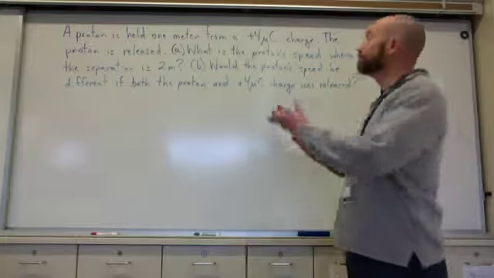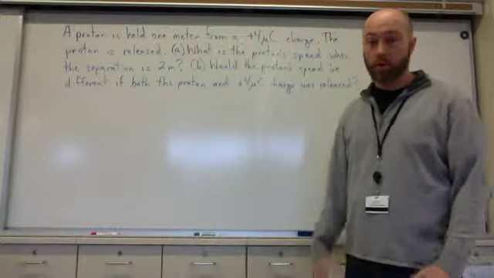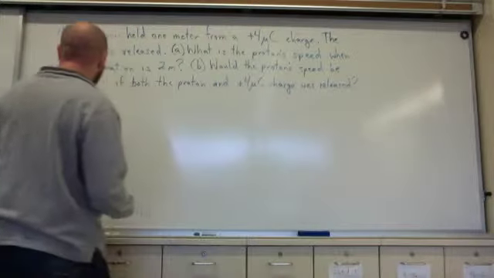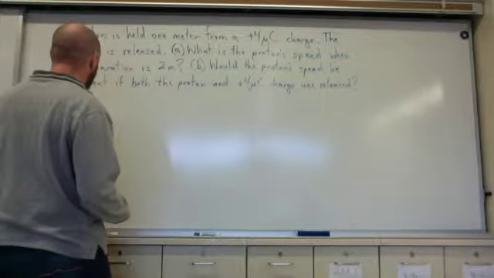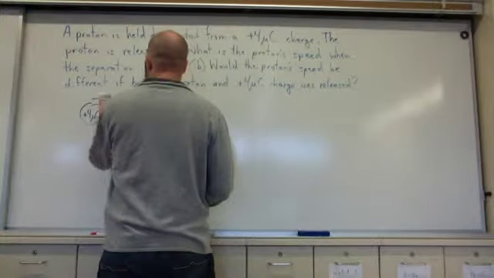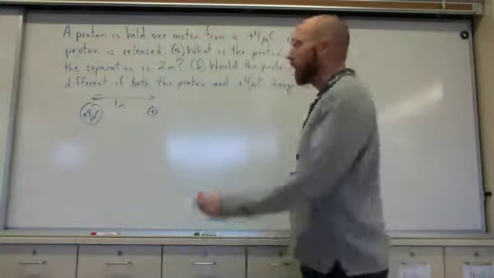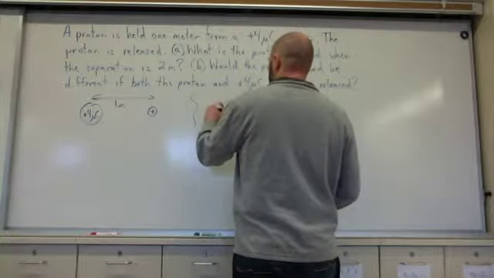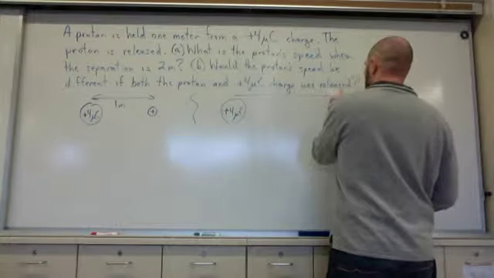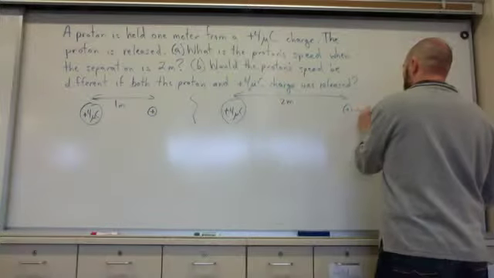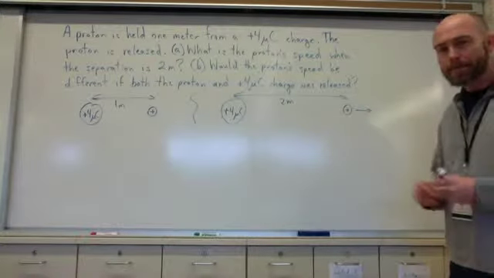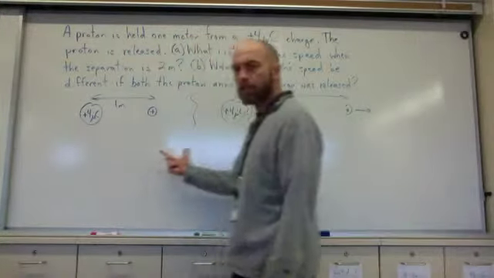So hopefully you would look at this and go, hey, well, I don't know what to do, so I'm going to draw my picture. So if I sketch out what's happening, here's what's happening first. I have a 4 microcoulomb charge. I have my little proton right here. They are separated by a distance of 1 meter. And then later on, I have my 4 microcoulomb charge and my little proton here. They are going to be now separated by 2 meters, and my proton is moving away. So hopefully you would go, okay, so they're like this, and then they're like this.